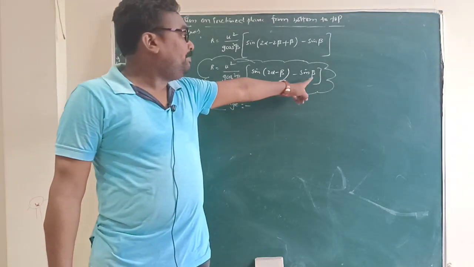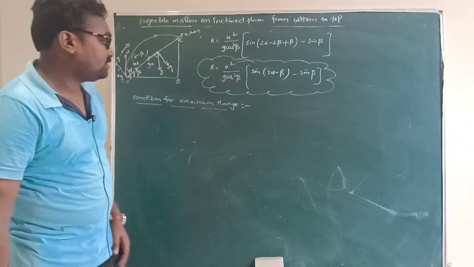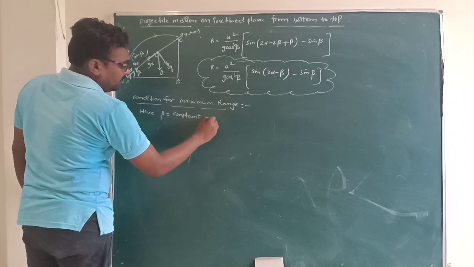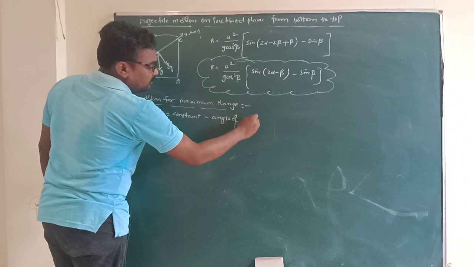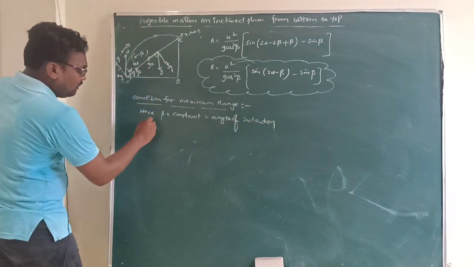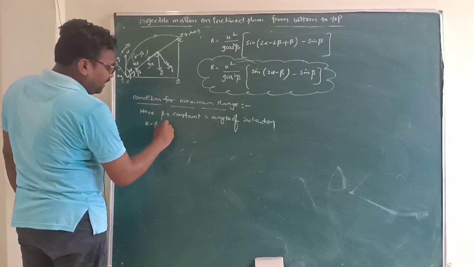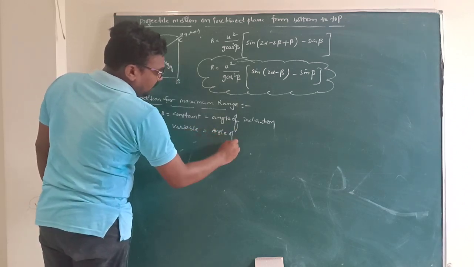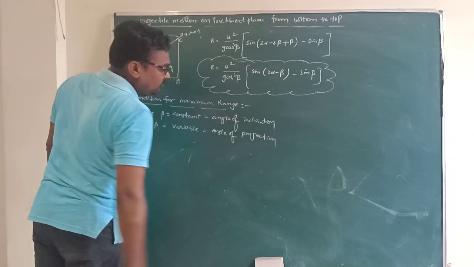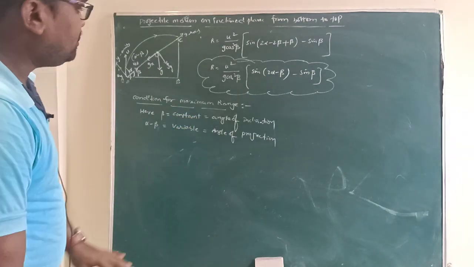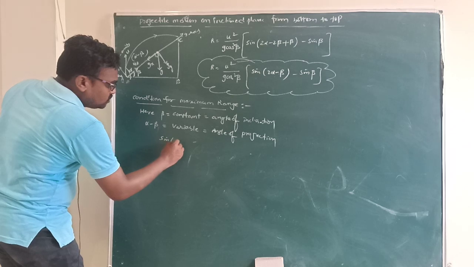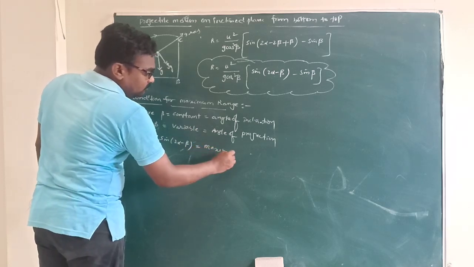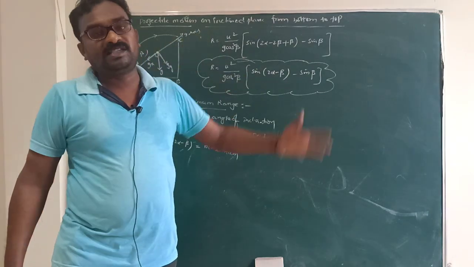Okay, here beta is a constant, that is the angle of inclination. But alpha minus beta is variable, that is the angle of projection. So that is variable. So when sin(2 alpha minus beta) is maximum, only then will the range be maximum.